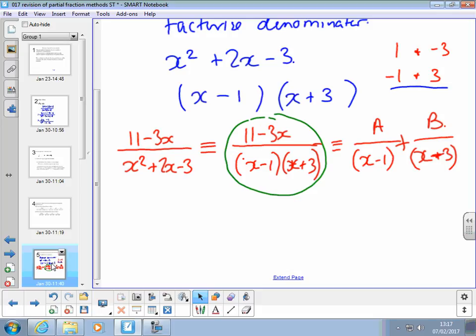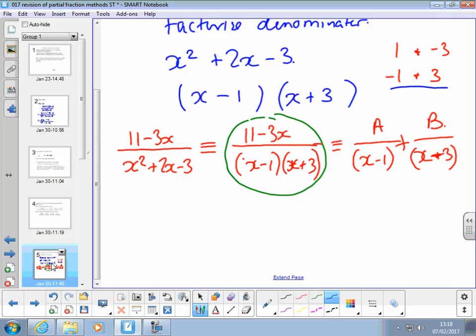So, can anybody remember what the next step is? What do we need to do with these fractions over here? What did we do with that other example? What did we say we had to do with the earlier example? Yeah, we need to get a common denominator.